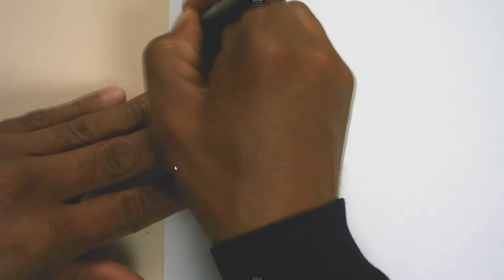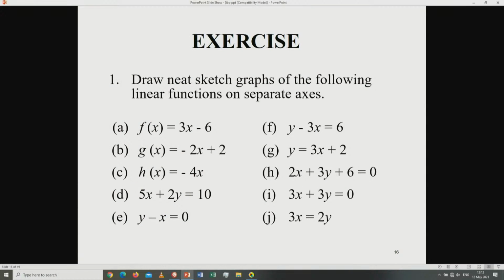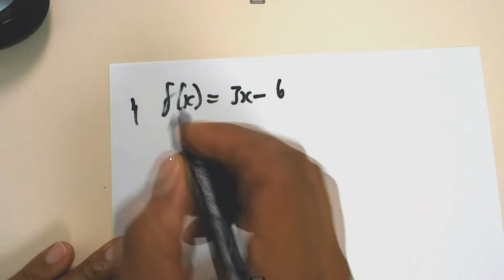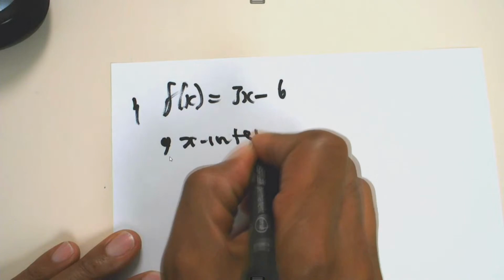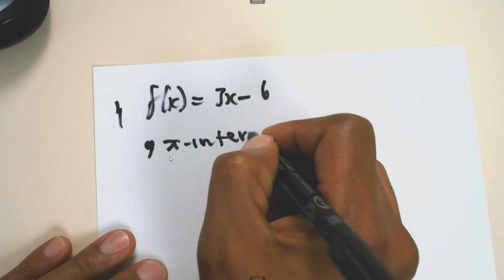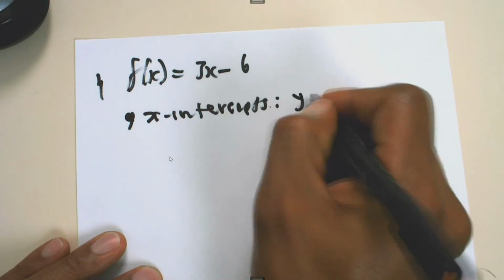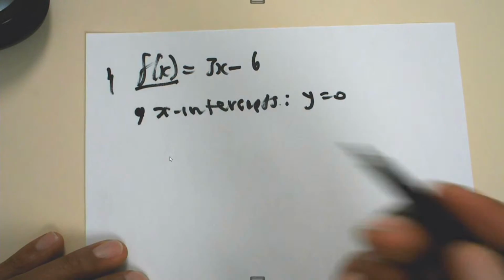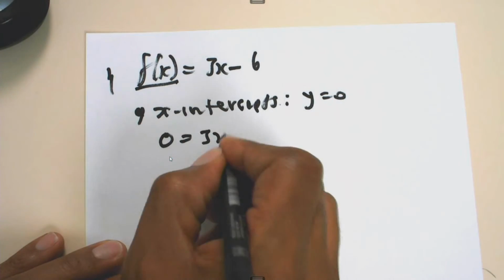Let me start first. The first one, we have f of x equals 3x minus 6. I'm going to use the dual intercept method just to make sure that we understand. The first thing I'm going to do is determine the x-intercept. For the x-intercept, I know that y must be 0. So this is the y, like we indicated earlier when we were talking about the notation. So we have now 0 equals 3x minus 6.